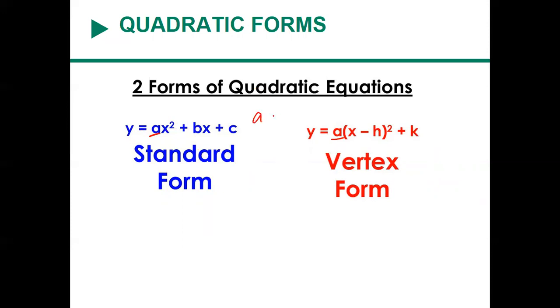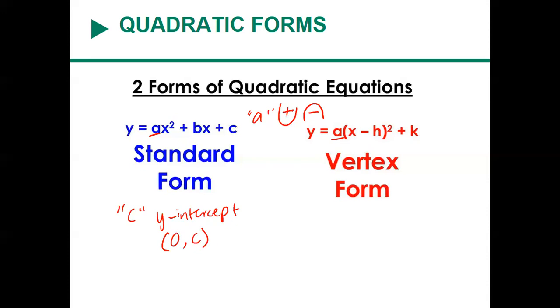Remember, your a tells you whether you're going to have a positive parabola, a happy parabola, or a negative parabola, a sad parabola. That's the job of a. It's also going to be your vertical stretch or compression. In standard form, what you can tell just from looking at the equation is your c. Your c in standard form is going to be your y-intercept. So from standard form, you know that c is your y-intercept. So it's (0, c), whatever the c value is.